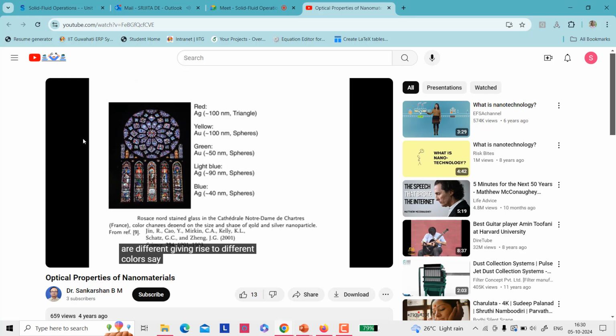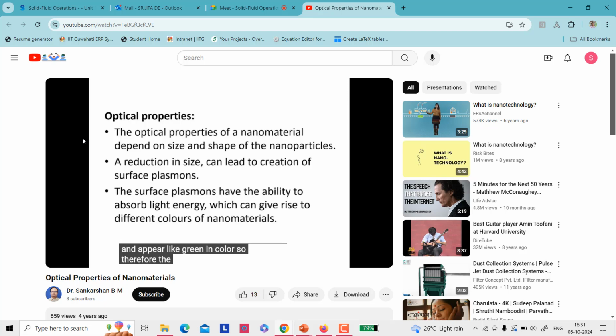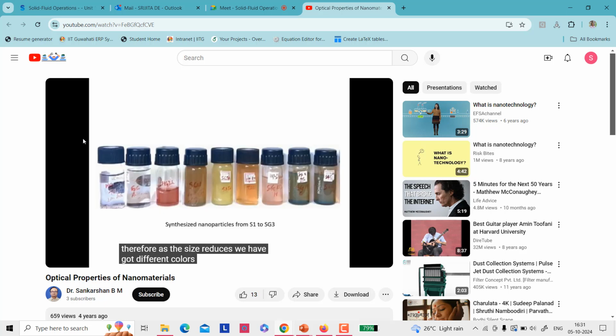We have three categories of materials. Here, even though the composition of the first is the same, it appears different in color because of the nanoparticle size, and hence this proves how the optical property varies with respect to the particle size. That is when it becomes a nanomaterial. Okay, this is the property of nanomaterial.